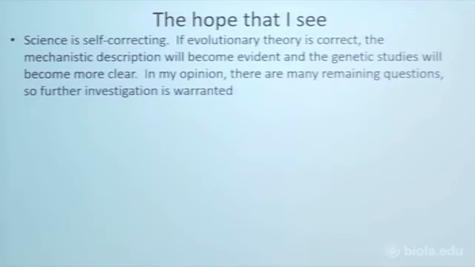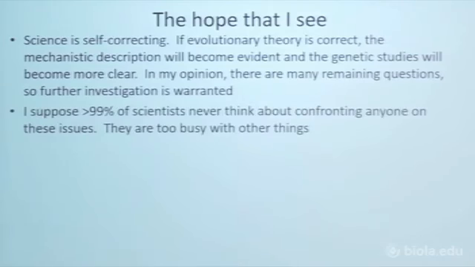So, here's the hope that I see. Science is self-correcting. If evolutionary theory is correct, the mechanistic description will become evident and the genetic studies will become more clear. In my opinion, there are many remaining questions, so further investigation is warranted. I suppose more than 99% of scientists never think about confronting anyone on these issues. They're too busy with other things.